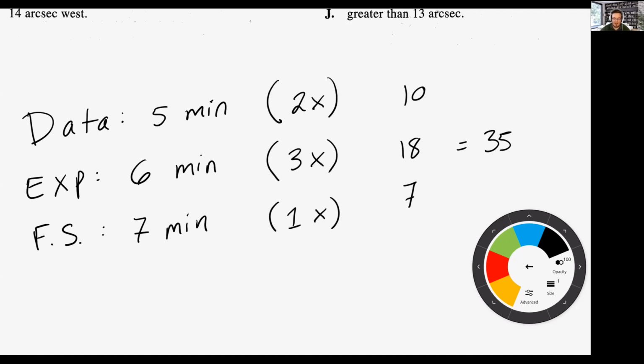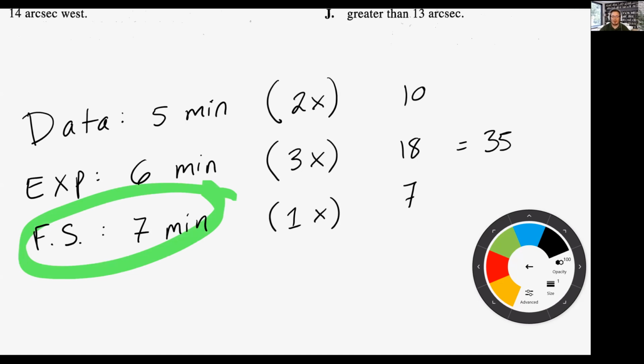Or if you're like me, I'm a pretty slow reader and writer, so the fighting scientist passage takes me a little bit longer. If you can shave off time on the other passages, then you'll have more time for the fighting scientist or conflicting viewpoints.